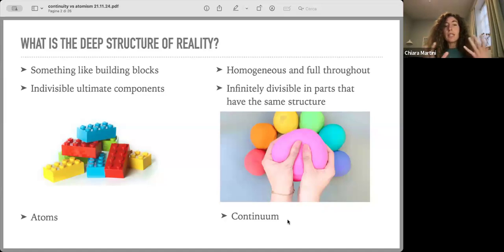So as I was saying, the question is, what is reality really like? What is the deep structure of reality? There are many different answers that can be given to this question, and today we're going to look only at two that I think are the most famous or the most obvious: the atomistic option, in which we have little building blocks, and the continuous option, in which we have infinite divisibility throughout, always finding the same kind of thing without bottom.